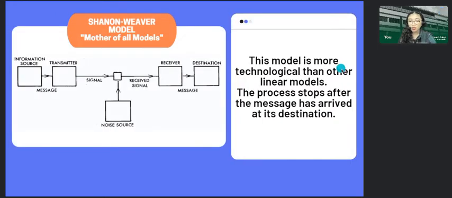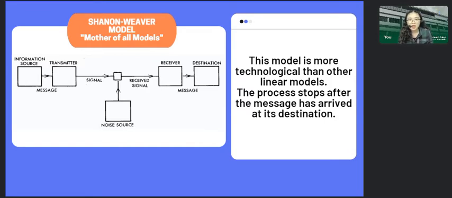And under the linear model of communication, there is one model also. It is called the Shannon-Weaver model of communication. The Shannon-Weaver model is proposed by Shannon and Weaver. They wrote a mathematical theory of communication. So this model is the mother of all the models.